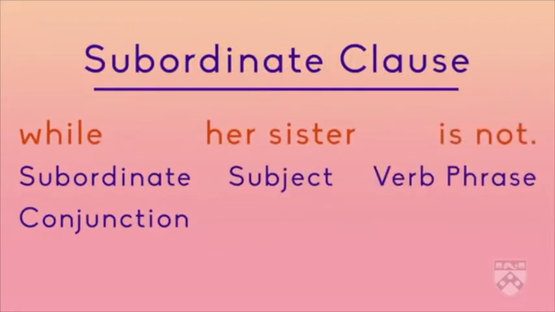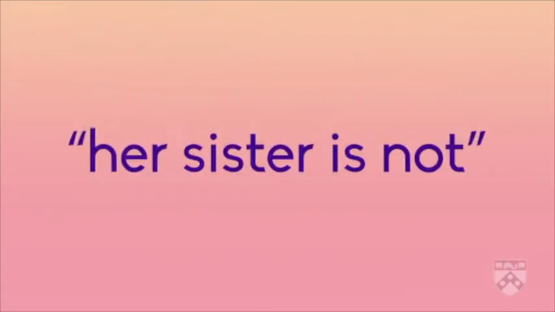A subordinate clause is a dependent clause or an incomplete thought. A dependent clause cannot stand alone. It is not a complete sentence. For example, her sister is not is an incomplete thought and does not mean anything on its own. The information in the dependent clause is often less important than the information in the independent clause.